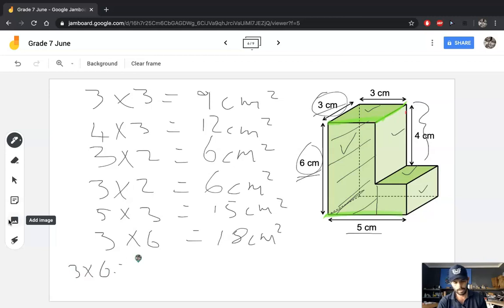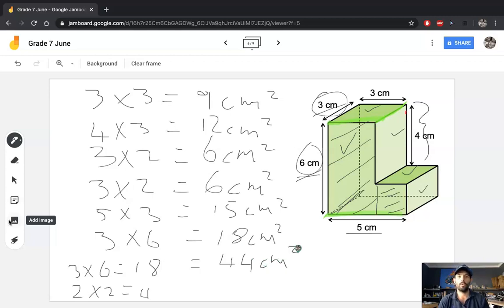Okay, that's 18 again. And I need to do this little section over here. Okay, and we've already worked out that that's going to be 2 by 2, so that's equal to 4. So in total, it's going to be 22 centimeters squared. But remember, there's 2 of them. Okay, so there's the back face as well. So that's going to be 44 centimeters squared.